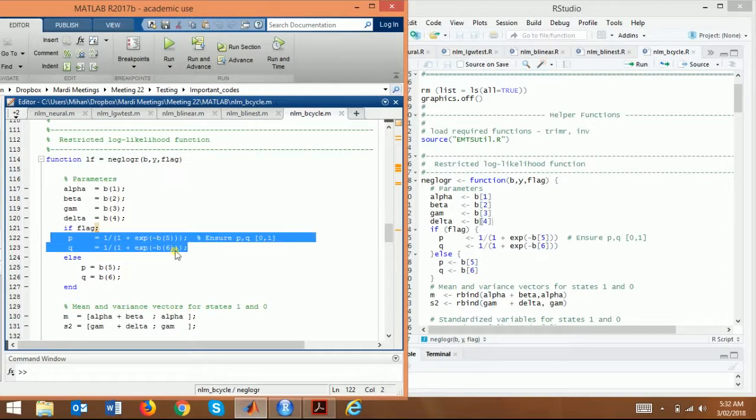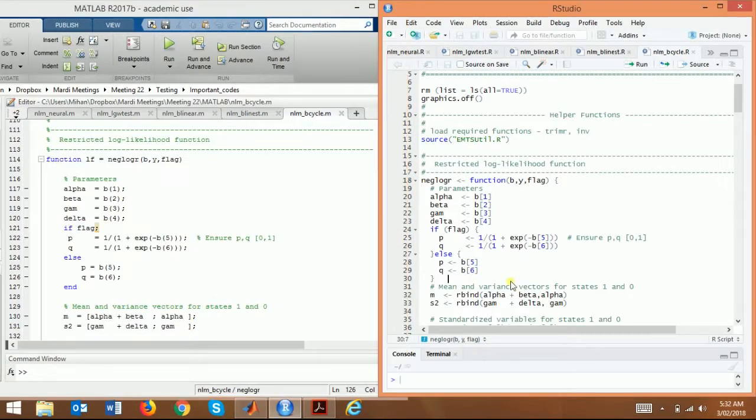1 by 1 plus exponential of minus b5, 1 by 1 plus exponential of minus b6. Otherwise, we will have values. So there comes one if logical function. If we have flag calling, then this portion of the equation will ensure p and q take 0 and 1. Otherwise, we'll get values.